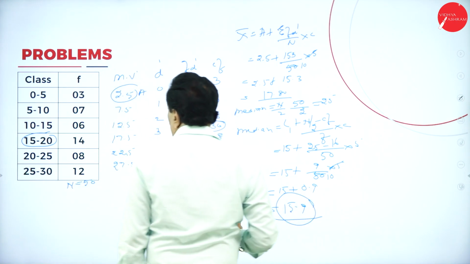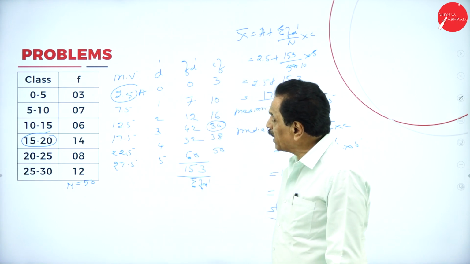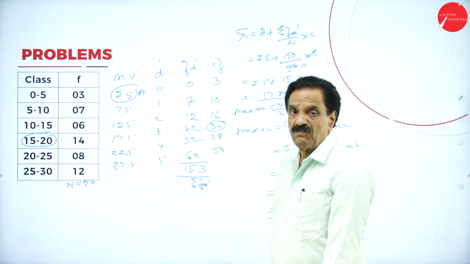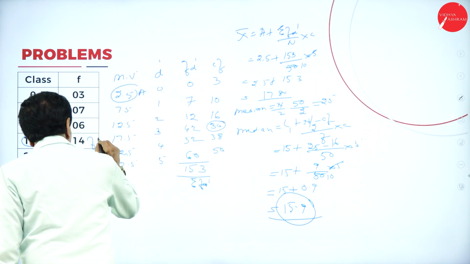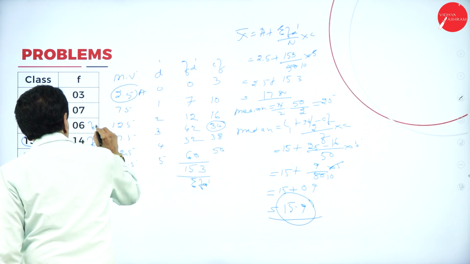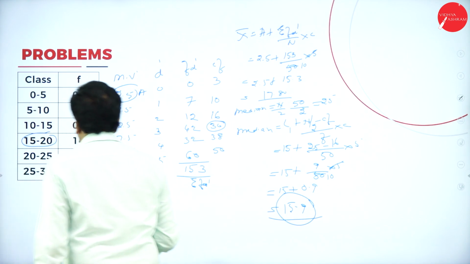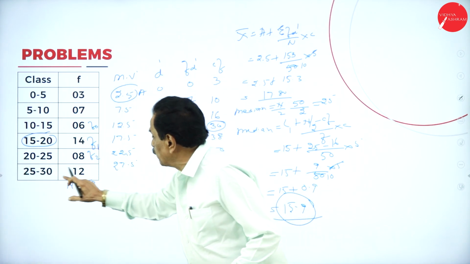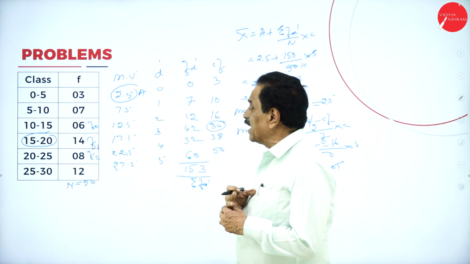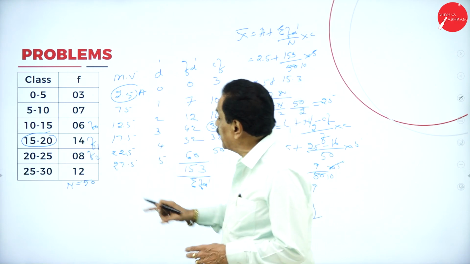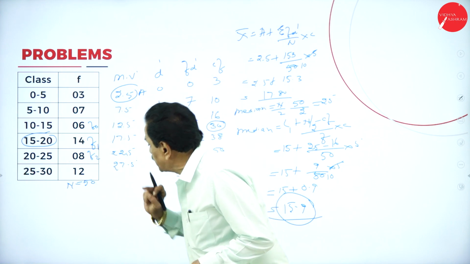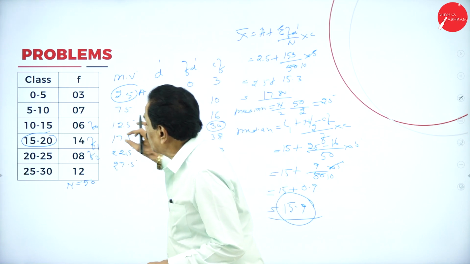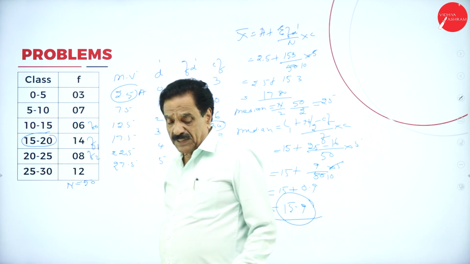Then I told you regarding the mode. Mode lies in the highest frequency. Which is the highest frequency here? 14. You call this F1. Behind is F0. Forward is F2. So your modal class becomes 15 to 20. The highest frequency is 14; that becomes F1. F0 is 6. F2 is 8. And the class difference is 5.